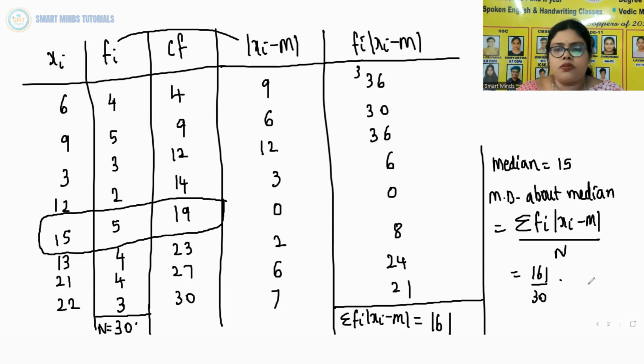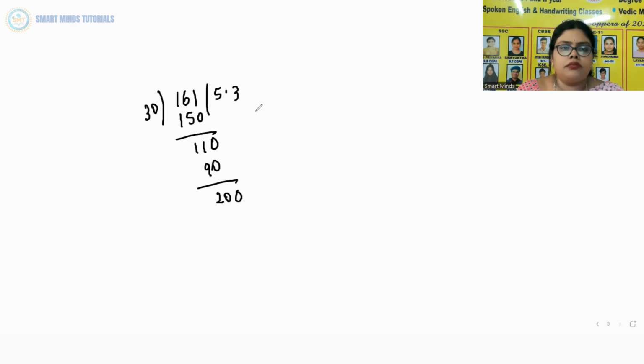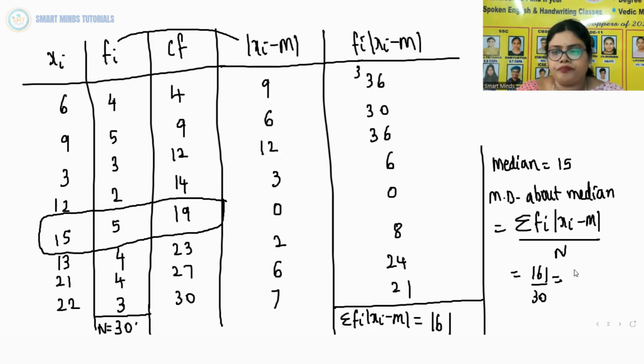So what is 161 by 30? Let us divide and check. 5 times 30 is 150, 11, then 0, 3 is 90, 20. Again we take a 0, 6 is 180. We can stop here: 5.36.